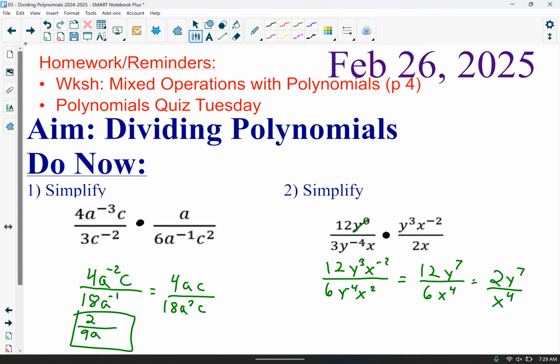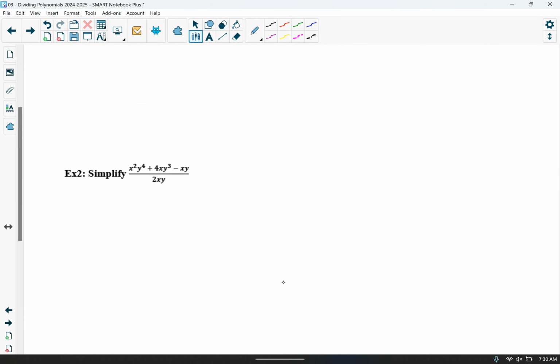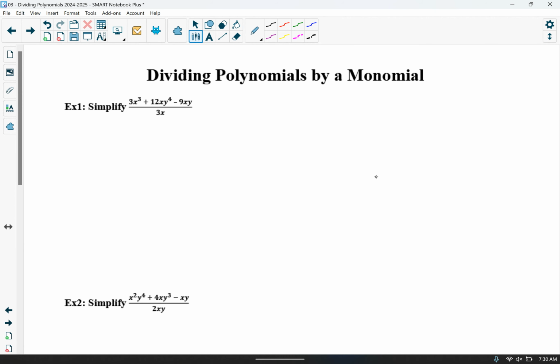Okay. And all of this was really to get us comfortable again with our exponent rules, seeing them with fractions, because today we're going to look at dividing polynomials by a monomial. So you'll notice in each of the 3 examples, we have trinomials in the numerator divided by a monomial in the denominator. Our strategy for this is going to be to separate it out into 3 separate fractions.